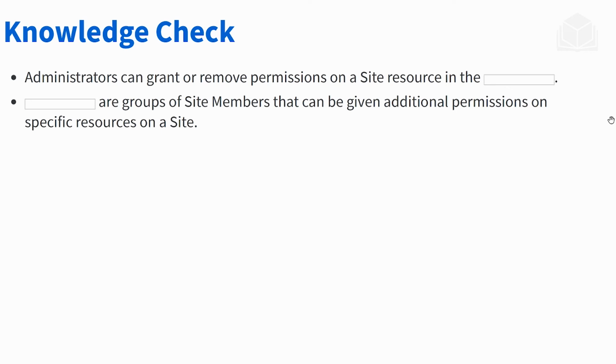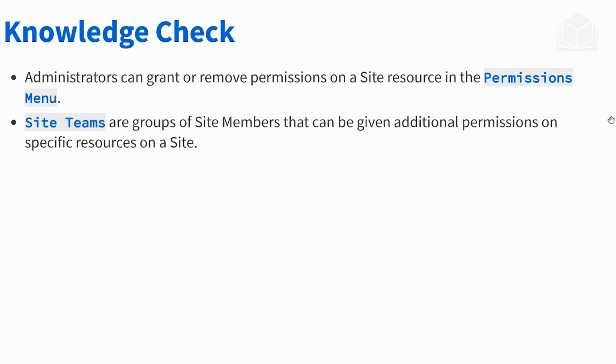That's it. So, administrators can grant or remove permissions on a site resource in the blank. Secondly, blank are groups of site members that can be given additional permissions on specific resources of a site. The answer is that administrators grant or remove permissions on a site resource in the permissions menu. And then site teams is the answer for number 2.